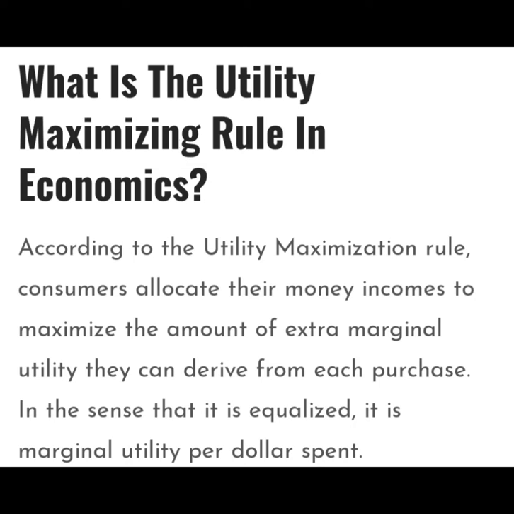What is the utility maximizing rule in economics? According to the utility maximization rule, consumers allocate their money incomes to maximize the amount of extra marginal utility they can derive from each purchase, in the sense that marginal utility per dollar spent is equalized.